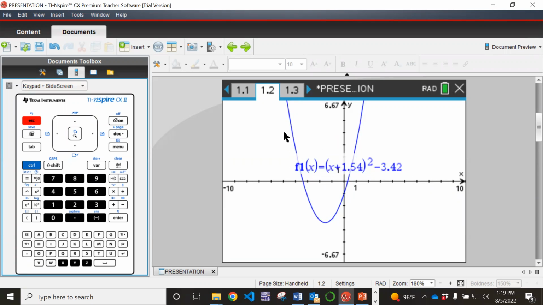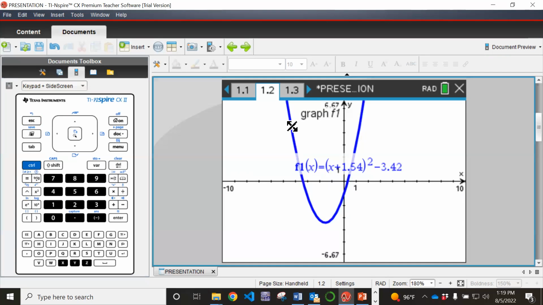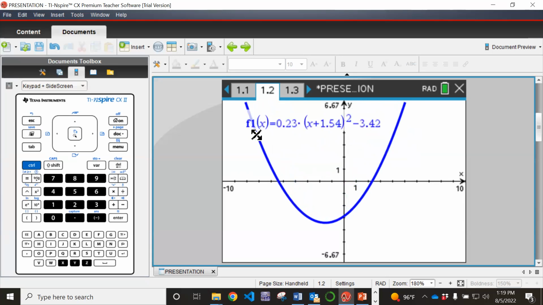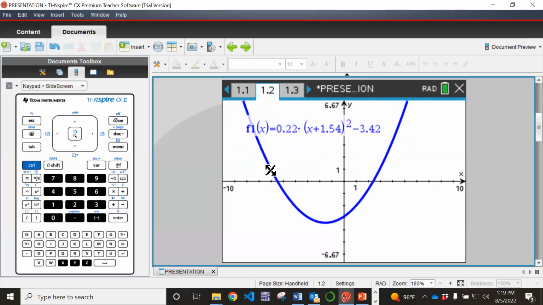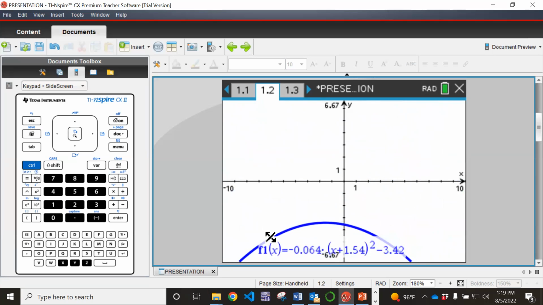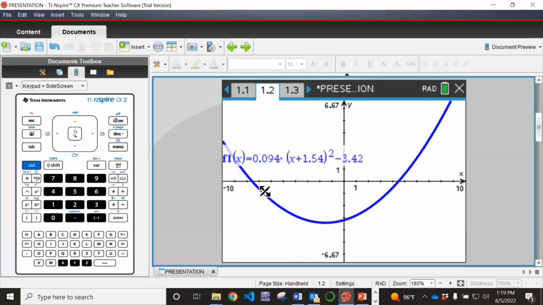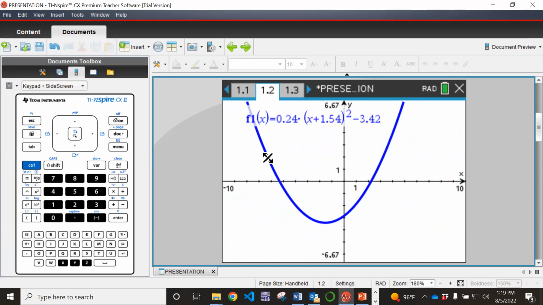The other feature that I could have used here was, on the edge of this graph, I could have grabbed it and widened it. I'm just grabbing it and then pulling out, or moving it in, or maybe even making it open upside down. And in all of that, it's constantly updating what the equation is. Again, to let go of it, hit escape.